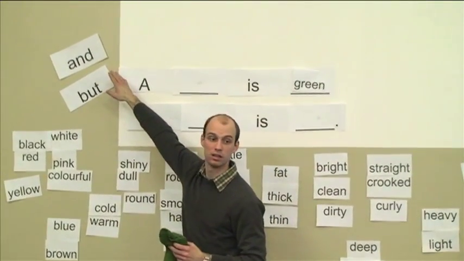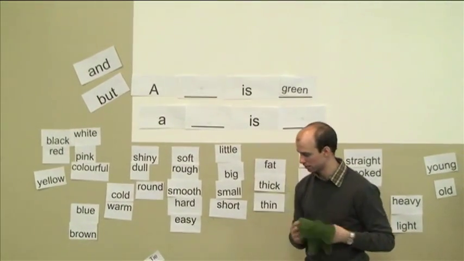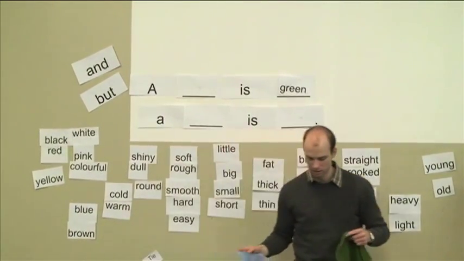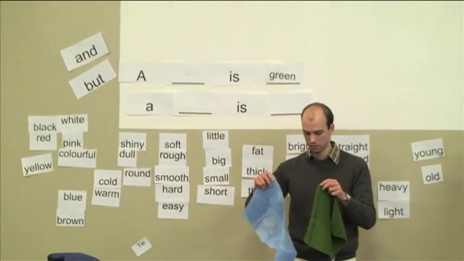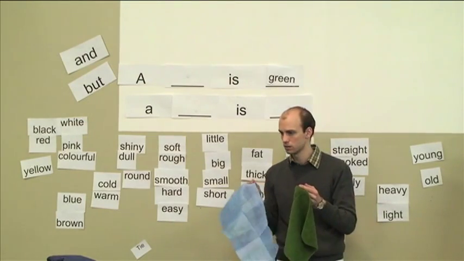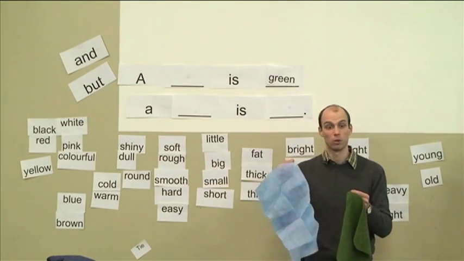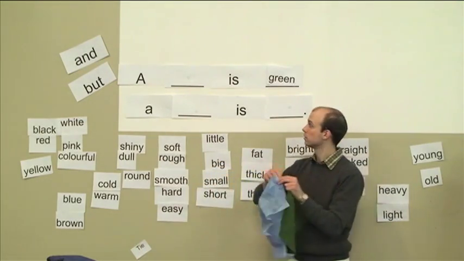We use "and." Okay? If we have two towels, okay, these are two towels, but now are they the same? No. Why not? Color is different. Okay, the color is different. So what do we say? Towel.